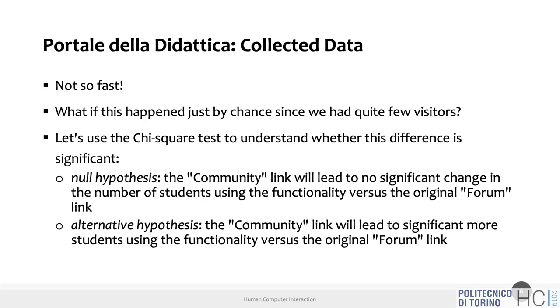So yeah, the null hypothesis, the one you told, is perfectly correct. Another way to write it is, for instance, that the community link will lead to no significant change in the number of students or visitors using the functionality, clicking on that link, versus the original forum. And the alternative hypothesis, obviously, the opposite. We hope that this community link will lead to significantly more students using the functionality, a significant difference in this case. Because otherwise we would not create this second version in the first place.